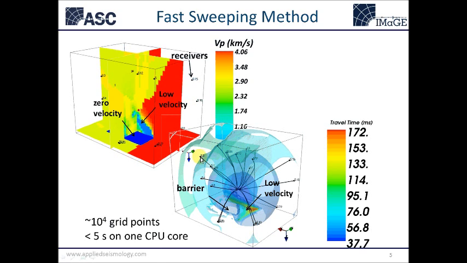Another example from homogeneous orthorhombic velocity: the wavefront of the fast shear wave is not spherical anymore because of the anisotropy here, and it takes about 30 seconds to calculate the travel time for 100,000 grid points. So it's very efficient. The next step is to update your model.